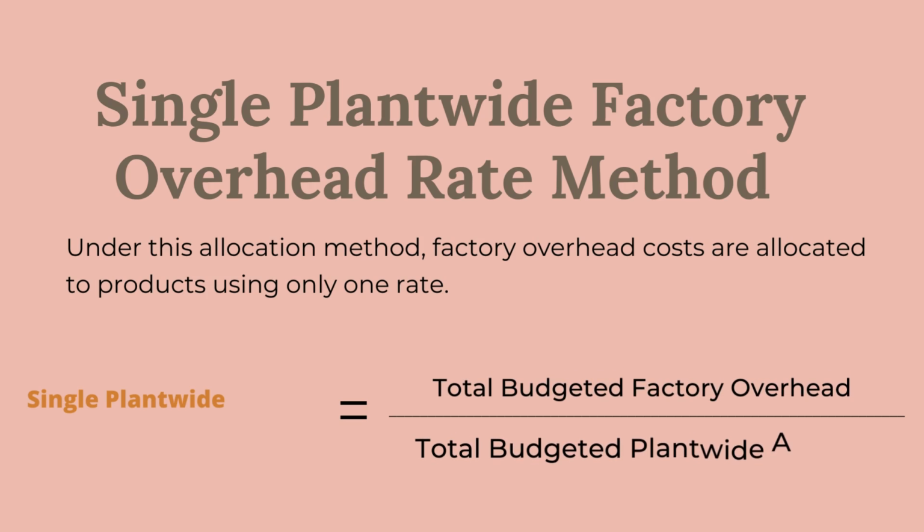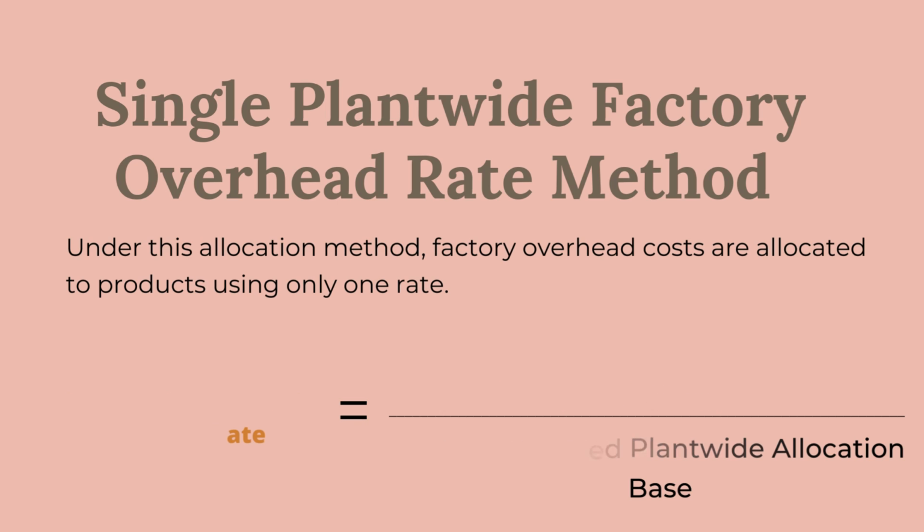Now, we will be discussing what the single plant-wide factory overhead rate method is. Under this allocation method, factory overhead costs are allocated to products using only one rate. To get the single plant-wide factory overhead rate, we must divide the total budgeted factory overhead by the total budgeted plant-wide allocation base. The budgeted allocation base is a measure of operating activity in the factory. Common allocation bases include direct labor hours, direct labor cost, and machine hours.